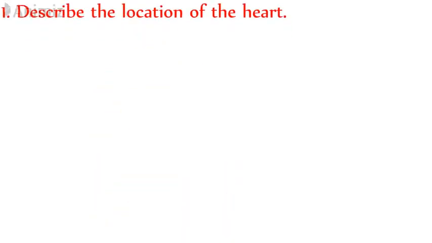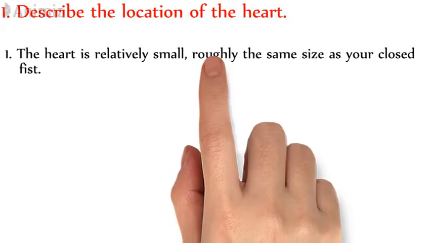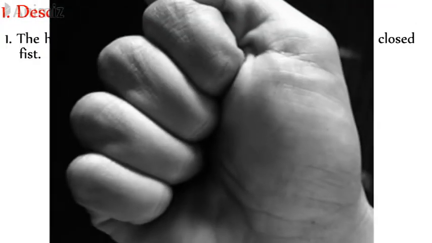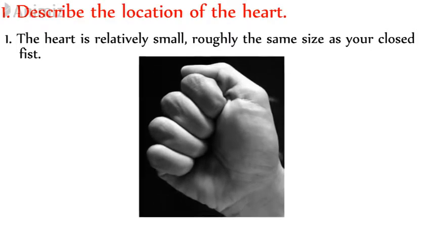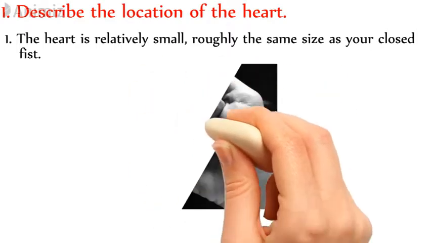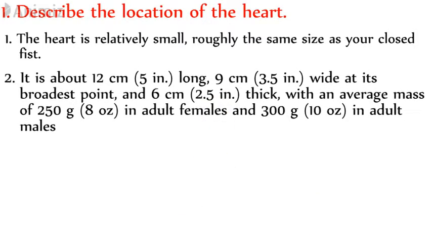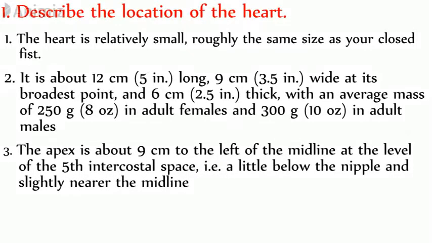Now coming to the first learning outcome, that is, describe the location of the heart. So the heart is relatively small, roughly the same size as your closed fist. Now see, if you close your fist, this is what the size of your heart will be. Getting all of you? Fine. Next, it is about 12 centimeters long, 9 centimeters wide at the broadest point, and 6 centimeters thick. This is overall the anatomy, and with an average mass, in female it is 250 grams and in adult male it is 300 grams.